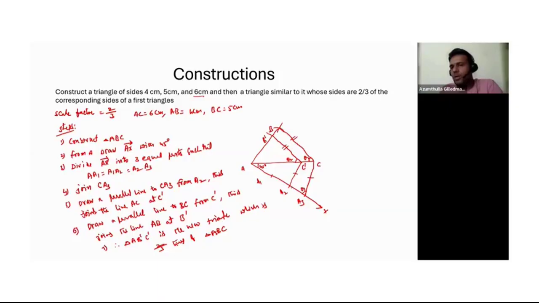So from A2, I'll draw a parallel line. So that will join the line AC at C dash. From C dash, I'll draw a parallel line to get B dash on line AB. Right. So I got B dash. Now the new triangle is A, B dash, C dash. And that is 2 by 3 times of our original triangle delta ABC. Okay. So that's how we can draw similar triangles based on the scale factor given.